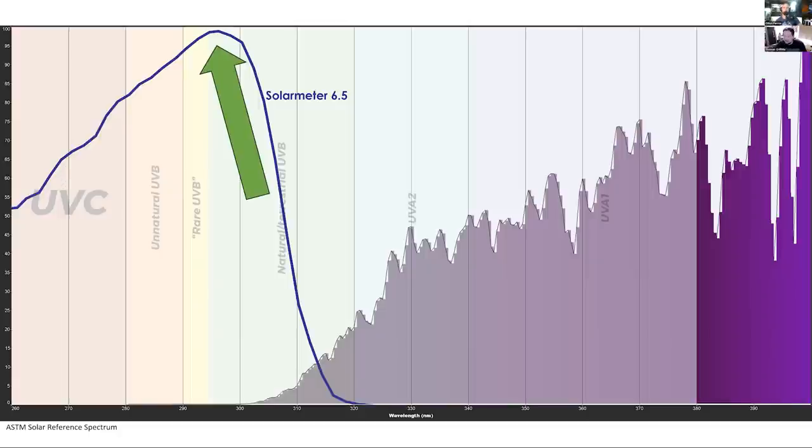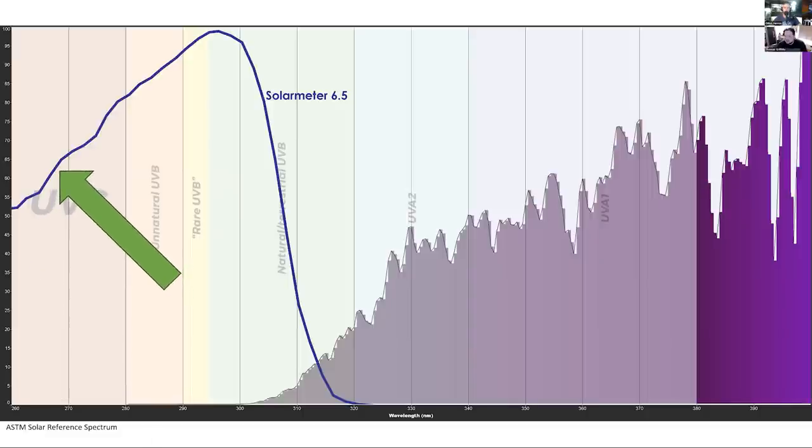Again, this wasn't designed for using with reptiles. It works well with reptiles for sun-like spectra, but it's designed for measuring the UVI, which is to do with skin reddening. What it also means, as you pointed out, is that it's reactive to UVC as well.